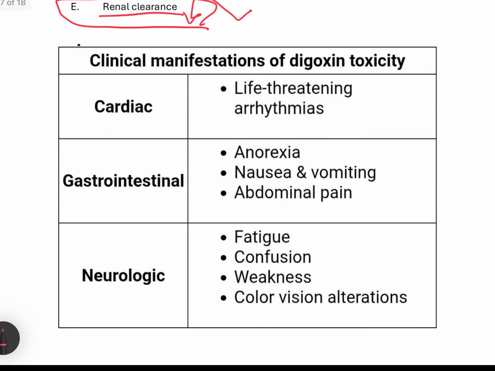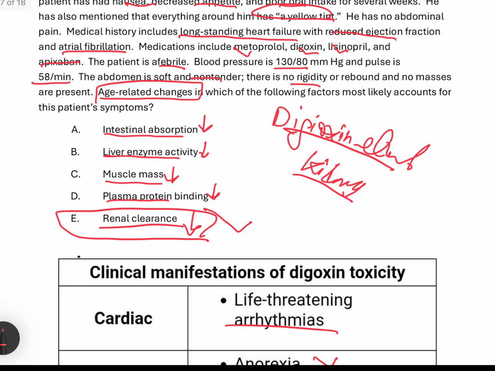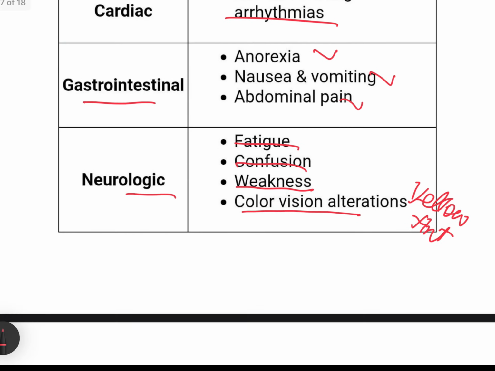If you know the clinical manifestations of digoxin toxicity: life-threatening arrhythmias. In the GIT, there is anorexia, nausea, vomiting, abdominal pain, and neurologically there is confusion and color vision alteration, like everything is showing a yellow tint. The patient is complaining of weakness and fatigue. This is all about digoxin toxicity, and due to decreased renal clearance this is happening to this lady. For that, the dose of digoxin must be reduced in older patients. Now we are moving to the next question.